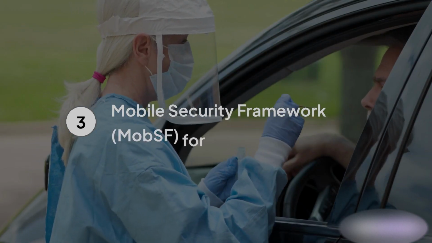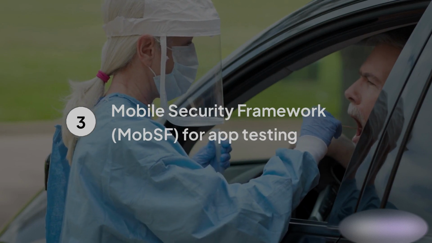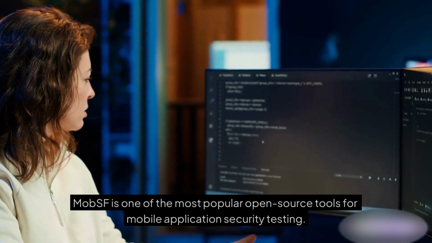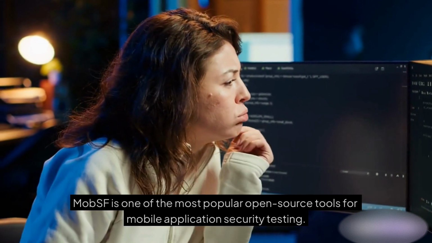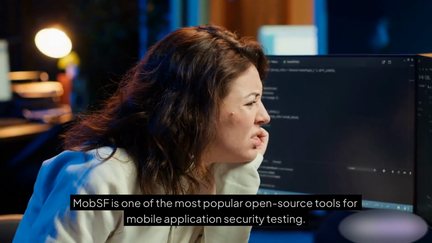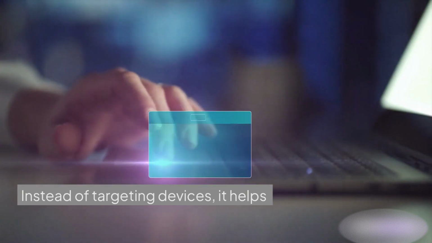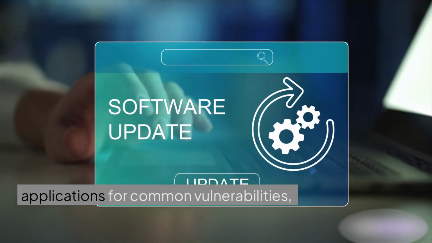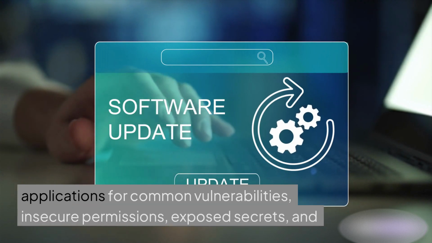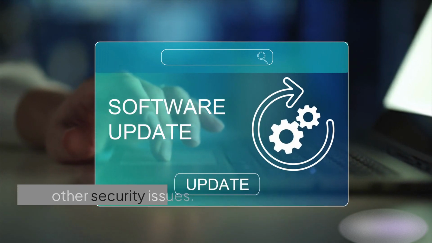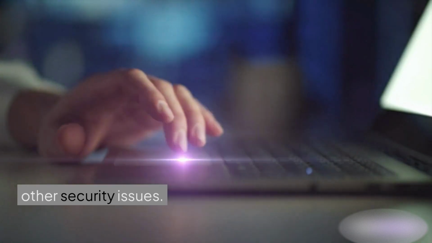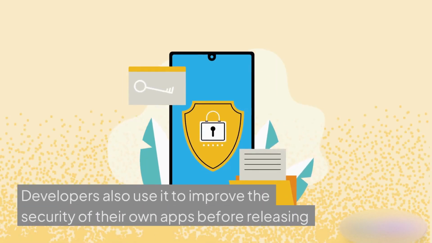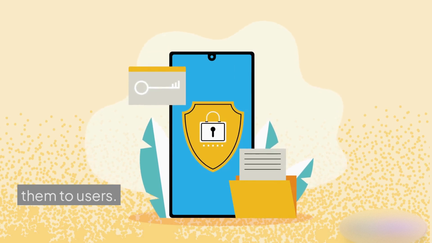At number 3 is Mobile Security Framework, better known as MobSF. MobSF is one of the most popular open-source tools for mobile application security testing. Instead of targeting devices, it helps security researchers analyze Android applications for common vulnerabilities, insecure permissions, exposed secrets, and other security issues. Developers also use it to improve the security of their own apps before releasing them to users.